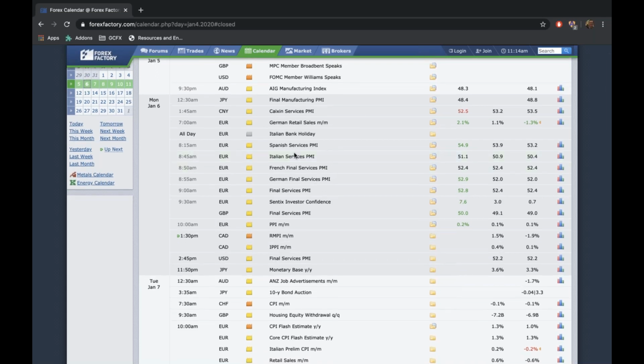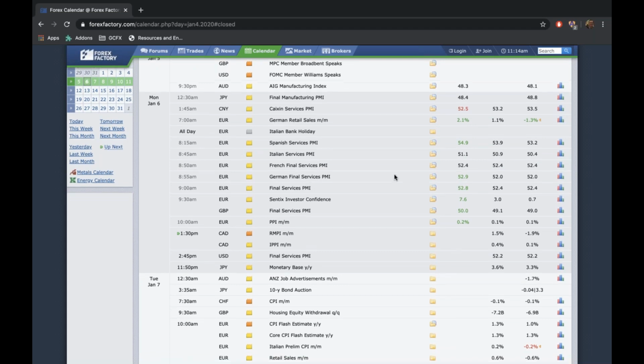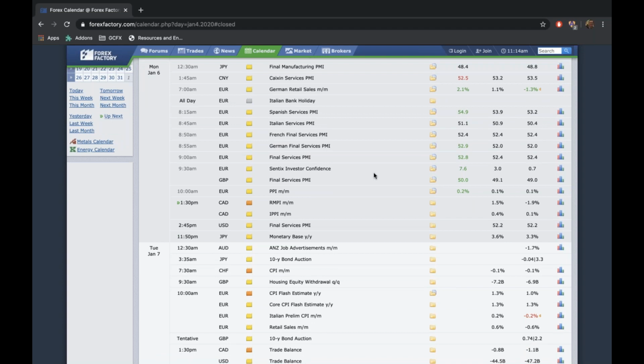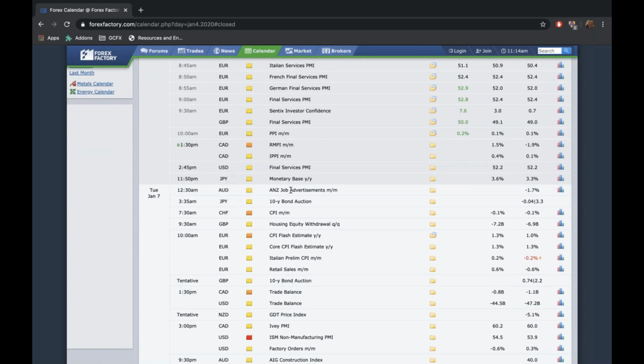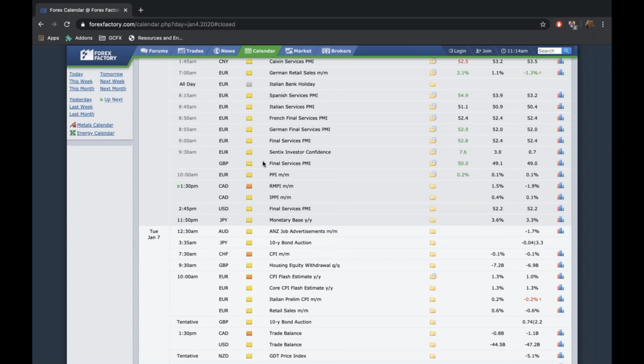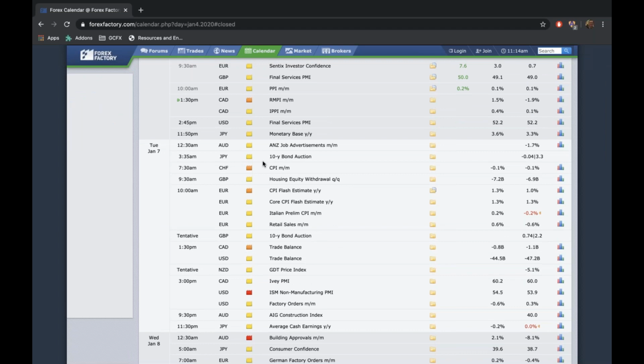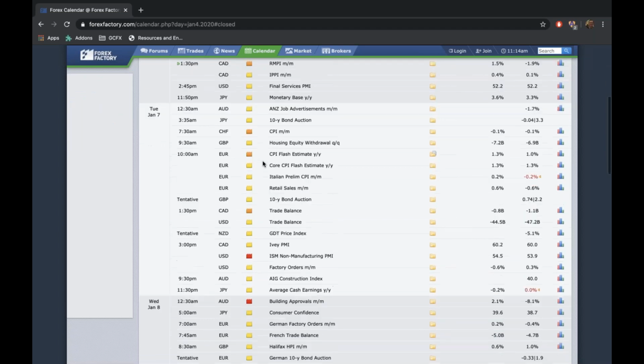We had a slight support in European PMIs, but there's nothing particularly to get overly optimistic or pleased about there. And we've got some low-level tier data, so I'm not expecting anything. All of today, just expecting that risk sentiment, the US-Iran situation, to dominate.